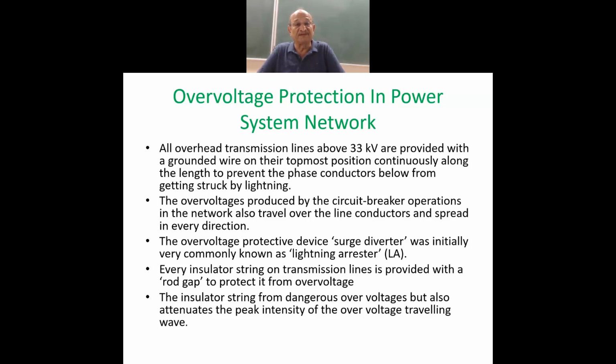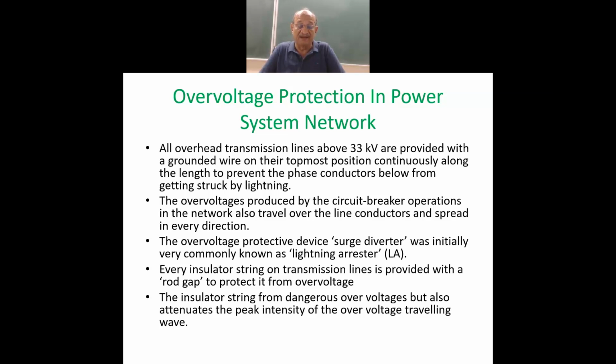The overvoltages produced in the form of traveling waves can damage the insulation. So the insulation level provided must be adequate to withstand the overvoltage. And when the overvoltages are of very high magnitude, we provide an overvoltage protection called a surge diverter. It is a better and commonly known name.